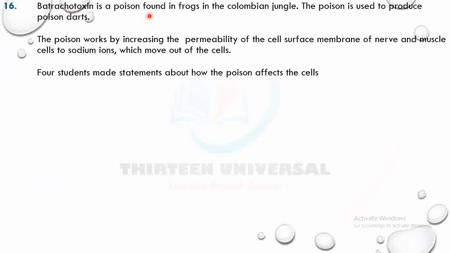Batrachotoxin is a poison found in frogs in the Colombian jungle. The poison is used to produce poison darts. It works by increasing the permeability of the cell surface membrane of nerve and muscle cells to sodium ions, which move out of the cell. So you see that the sodium ions move out of the cells of nerve and muscle. Four students made a statement about how the poison affects the cells.